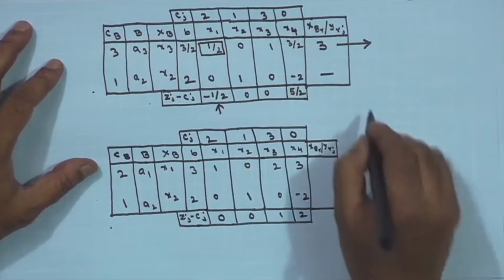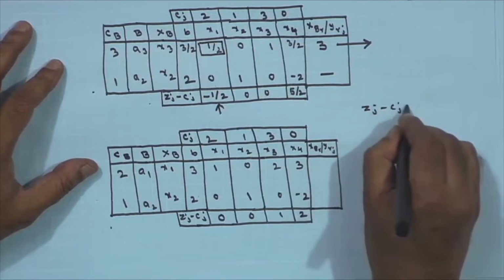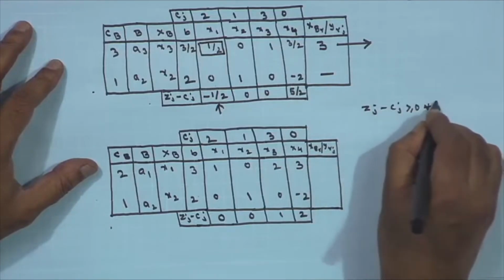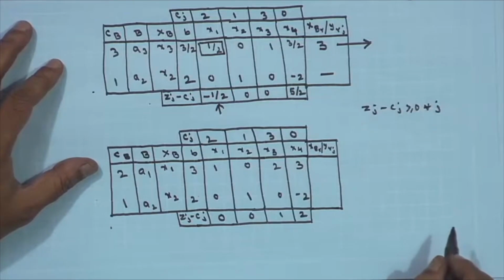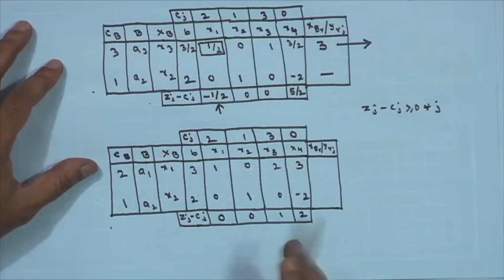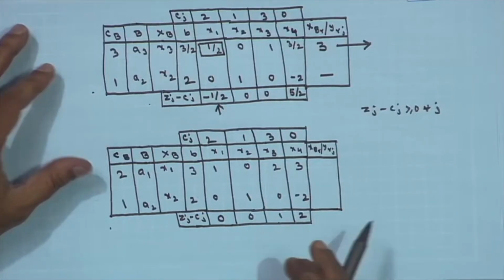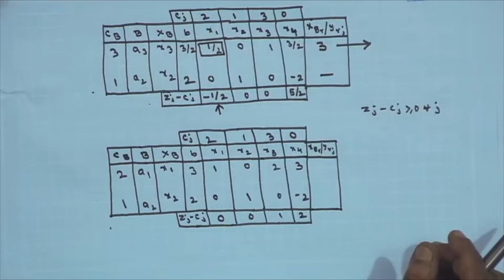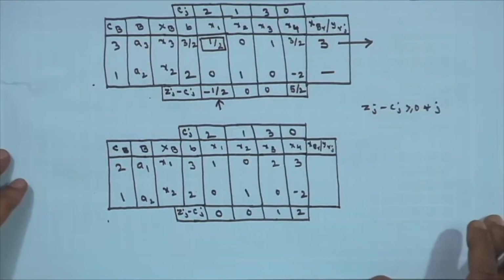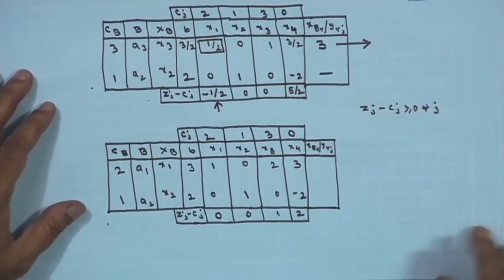Now, if you see, all Zj minus Cj are greater than or equal to 0 for all j, and Zj minus Cj equals 0 for basic variables, and Zj minus Cj is greater than 0 for non-basic variables x3 and x4. So, for this case, the solution will become unique.